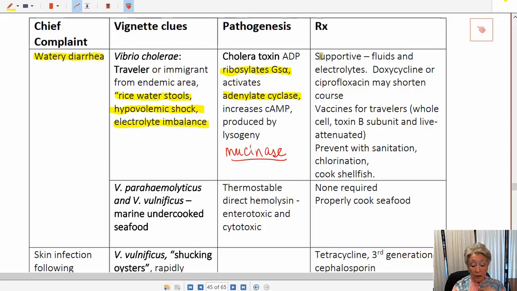The treatment, really supportive care, is all that's necessary. The problem is that in an outbreak, you can very quickly get to the place where you don't have enough fluids and electrolytes to keep people alive. And children, of course, are profoundly susceptible to the rapid electrolyte imbalances. In some cases, they've shown that doxycycline or Cipro have shortened the course, but in general, because it's toxin-caused, supportive care truly should be enough.